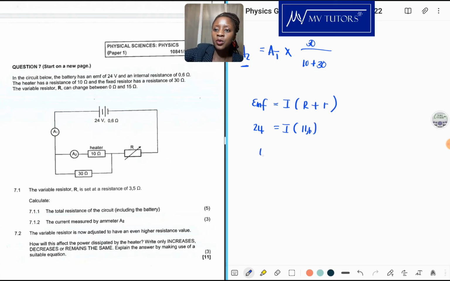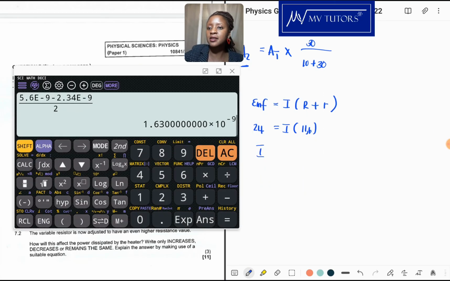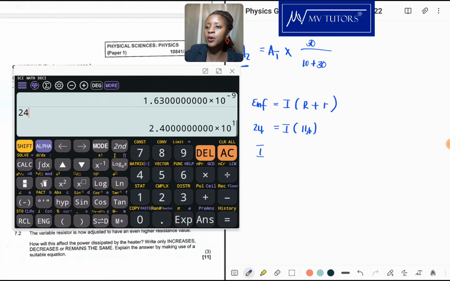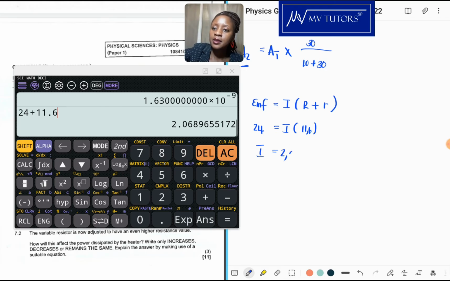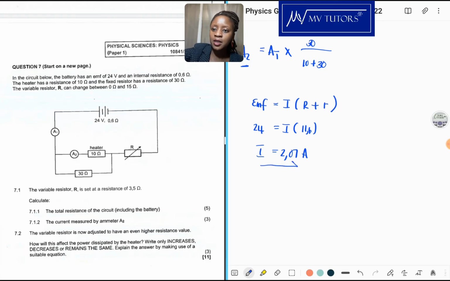Okay, so now we can get what the current is, the total current. So 24 divided by 11,6, okay, we get 2,07 amperes. So that is our total current.